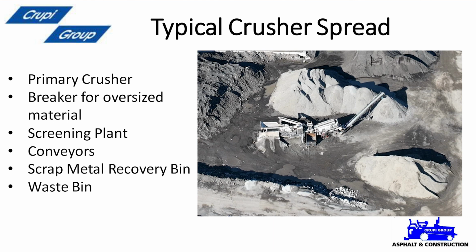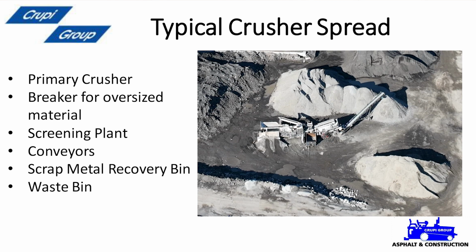Now, why am I mentioning that? Because on a crusher, on a whole crushing spread, you need something to break the material, like a primary breaker or a big enough mouth in your jaw crusher or cone crusher or impactor to get the material to go through it. You need a screening plant. That's probably the most important thing for quality on your plants. And then conveyors, and then scrap metal recovery bin, and a waste bin.